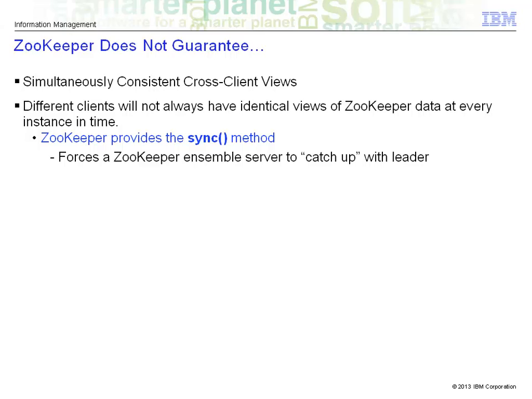In the previous slide, we looked at the consistency guarantees that Zookeeper makes. It is important to understand that Zookeeper does not make a simultaneously consistent cross-client view guarantee. This means that Zookeeper does not guarantee that different clients will have identical views of Zookeeper data at every instance in time. Network delays and other factors may make it possible for one client to perform an update before another client is notified of the change. The way we can handle this is using the sync method that Zookeeper provides. The sync method forces a Zookeeper ensemble server to catch up with the leader.